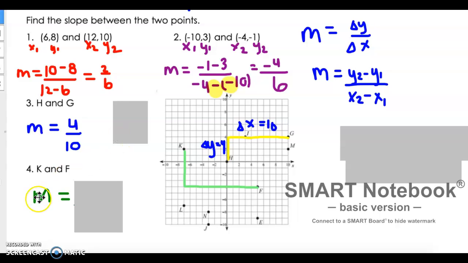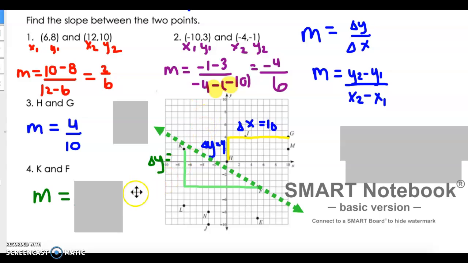And the last one, number 4, wants us to find the slope between point K and point F. Again, here we're going to draw in our slope triangle, and we want to find the change in y and the change in x. Here, to get from K to F, we're going down. We have to go down 6 blocks. That means we know our slope is going to be negative, because if you imagine drawing a line that connects points K and F, as you can see, that line would go downhill from left to right. So that means your slope overall is going to be negative.